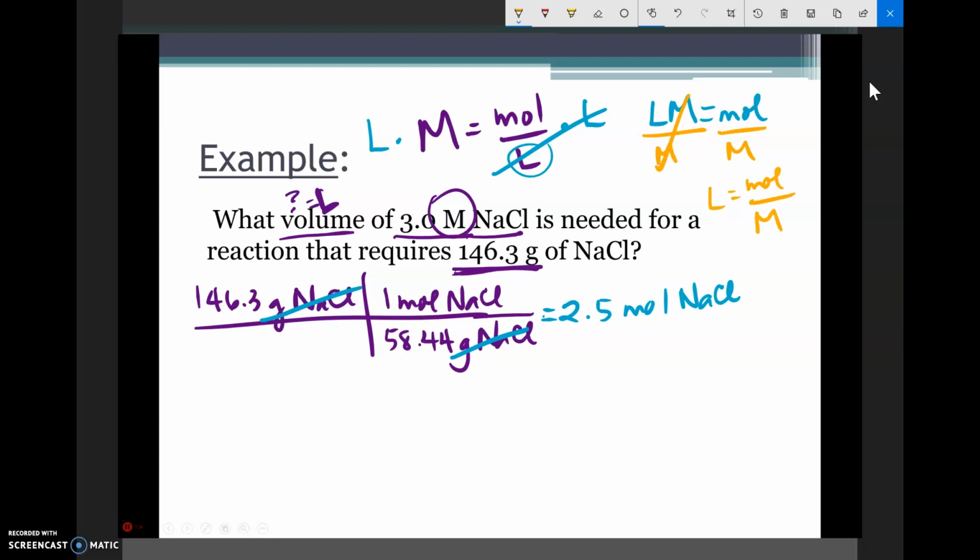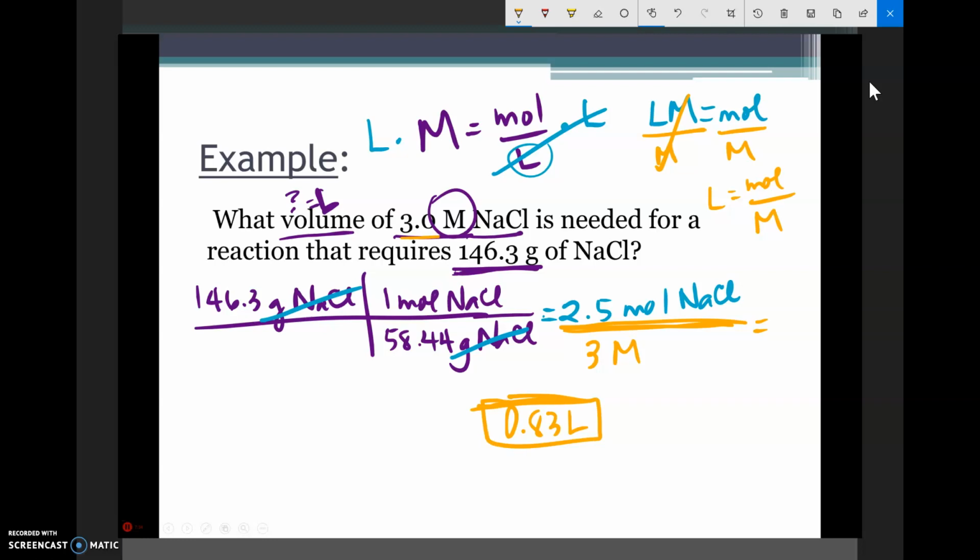Or you can go look at the triangle. The triangle is going to show you the same thing if you cover up liters. So let's plug in. So 2.5 moles of NaCl, I'm just going to use this, divided by molarity, which is the 3 molarity. That is going to give us 0.83 liters. And that would be our answer.